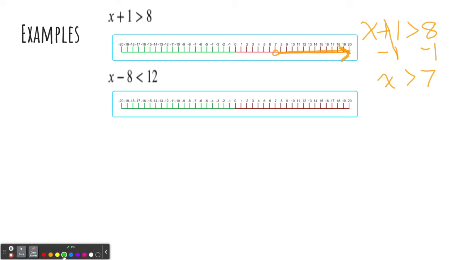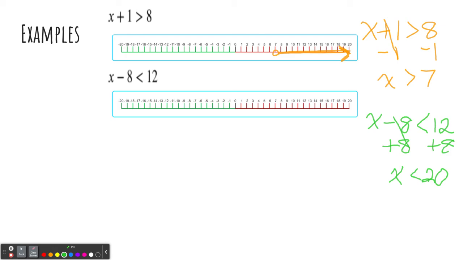This next example, x minus 8 is less than 12. Less than because the symbol is facing the 12, which means the 12 is bigger. To get rid of subtraction, we're going to add to both sides, and we will get x is less than 20.